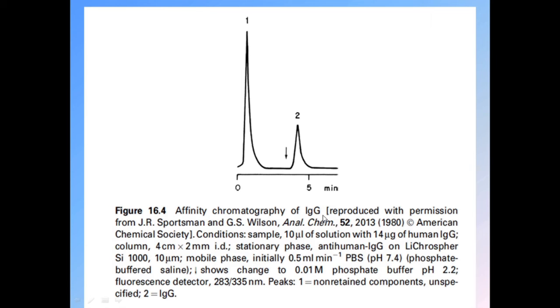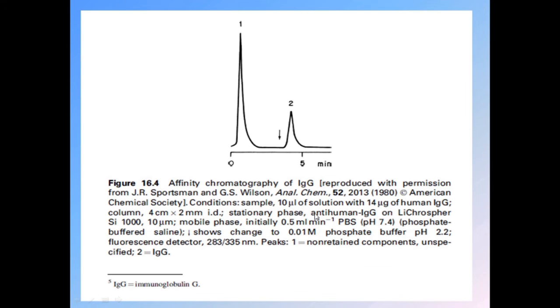This is affinity chromatography of immunoglobulin G, written capital I, small g, capital G. This is reproduced with permission from J.R. Sportsman and G.S. Wilson, Analytical Chemistry, 52, 2013. Revised from 1980, American Chemical Society.